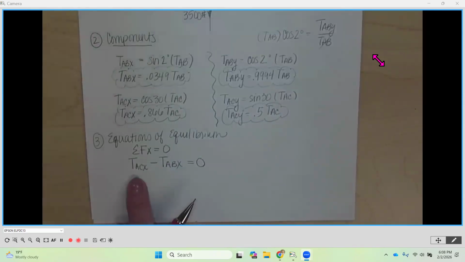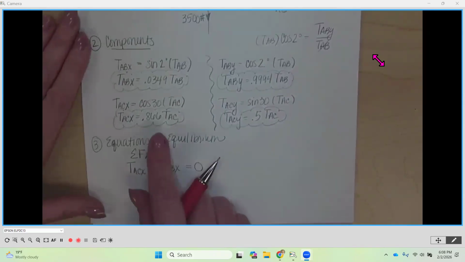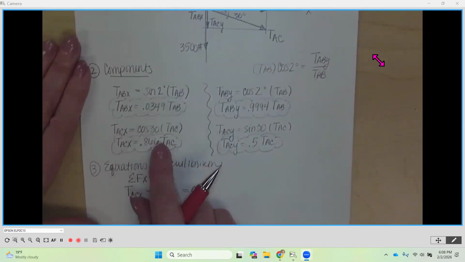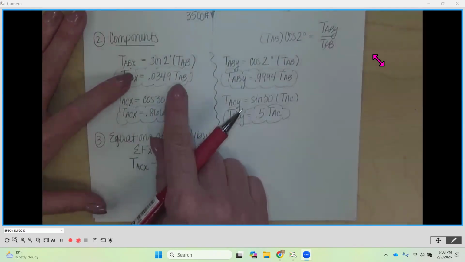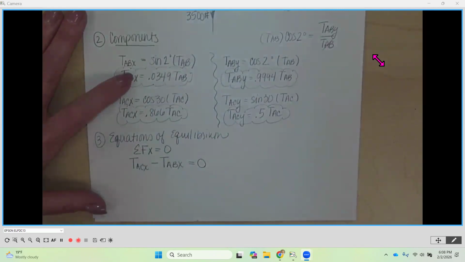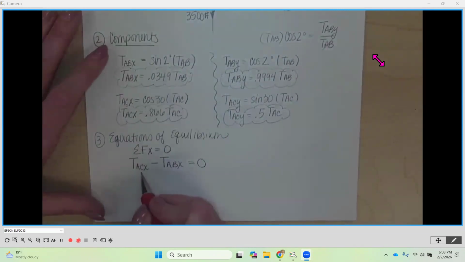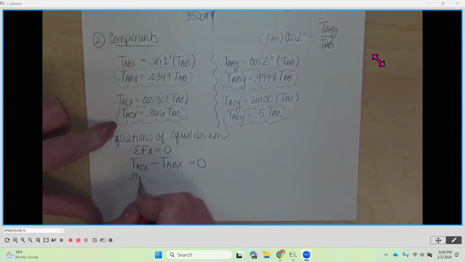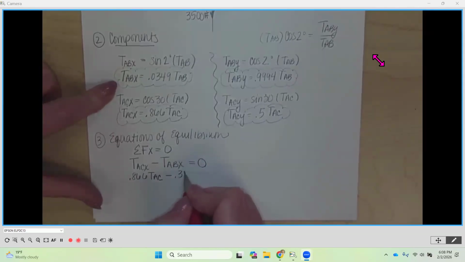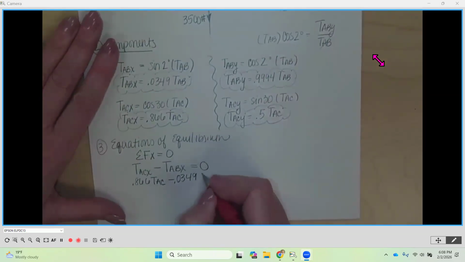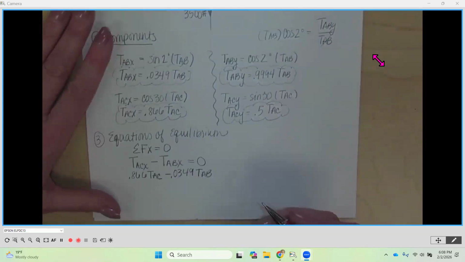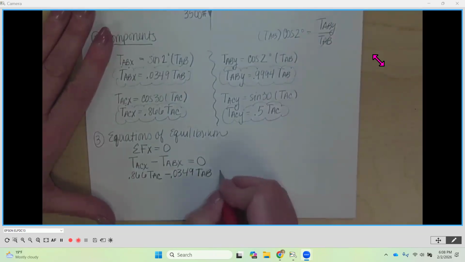All right, now what we're going to do is directly down below it, just like we did in Module 2, look up here. We're going to say, oh, I have some equivalent values here of TACX and TABX. So I'm going to put each one of those in terms of their hypotenuse. So for TACX, it's going to be 0.866 TAC minus, for TABX, it's going to be 0.0349 TAB, equal to 0 once we have both of those in place.